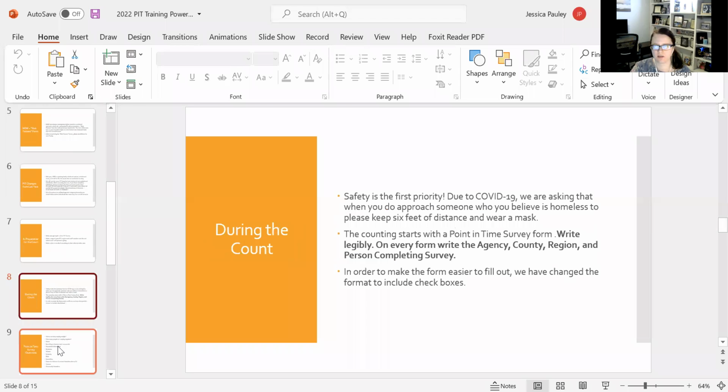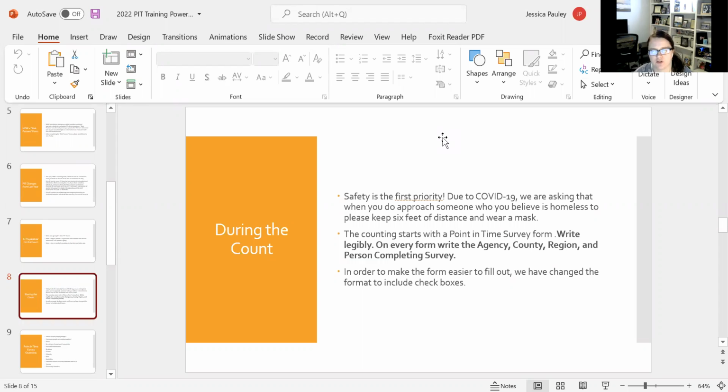Okay, so during the count, as always, but especially this year with COVID, safety is the first priority. We are asking that if you approach someone that you believe is homeless to keep that 6 feet of distance and also wear a mask. The counting starts with the point in time survey form. So it's very, very important that you write legibly.